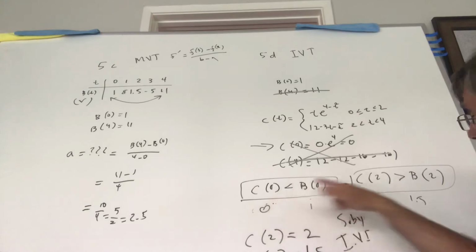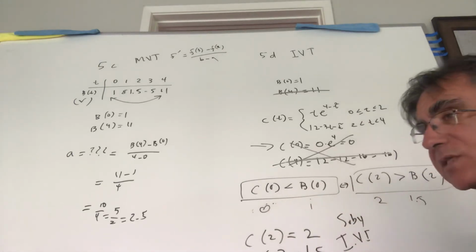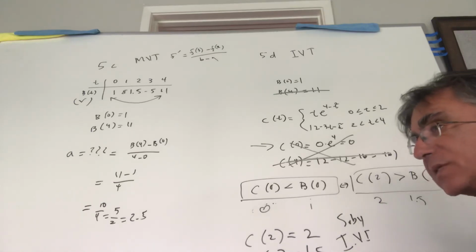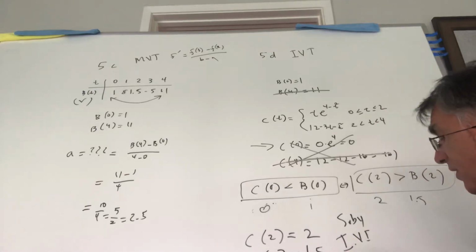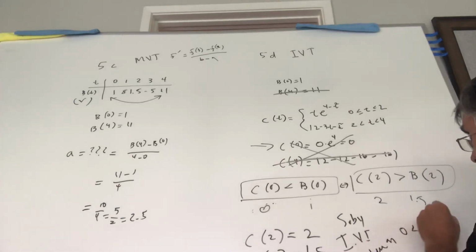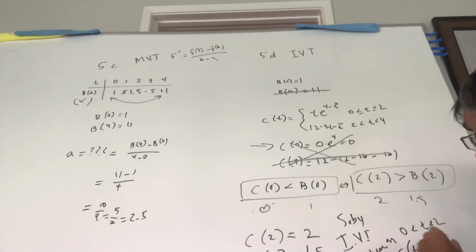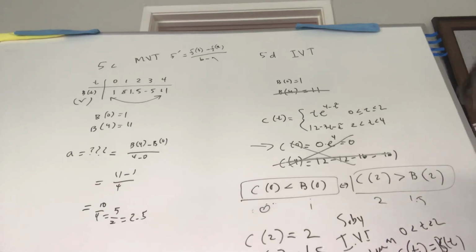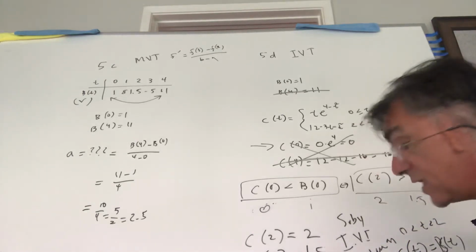Chloe was going slower, then Chloe's going faster. You can't be going slower than someone and then faster than someone during a race without at some point during the race going the same speed. So by the intermediate value theorem, somewhere on the interval 0 to 2, C of t had to equal B of t somewhere between 0 and 2. We don't know exactly where, of course, but that's what has to happen.